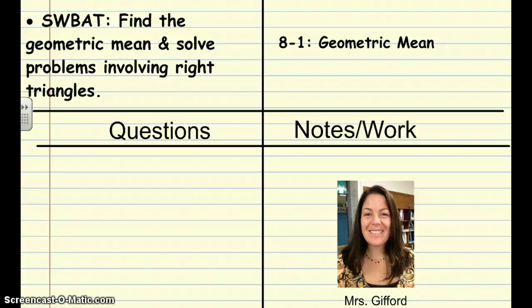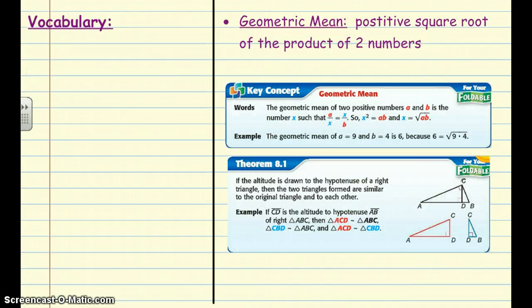Hi everyone. Today is our first lesson of Chapter 8, and it's called the geometric mean. After this lesson, you will be able to find the geometric mean and solve problems involving right triangles. So let's take a look at our one vocabulary term. The geometric mean, again, is just the positive square root of the product of two numbers.